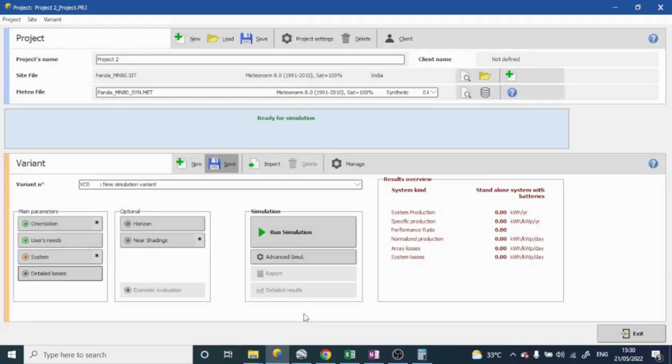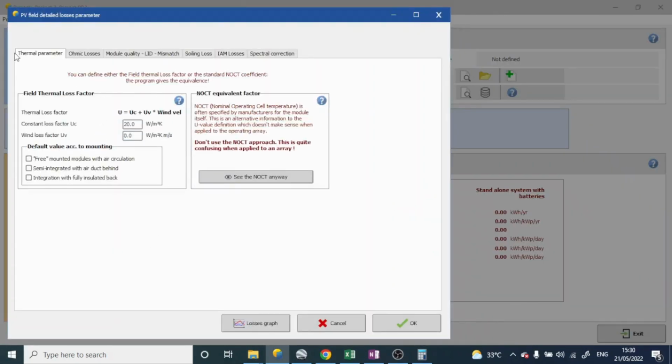Now after selecting the orientation parameter, user need and the system definition, we can go for the detail losses parameter. If we have to change any kind of parameter in the detail losses, we can change it over here. So the first loss is the thermal parameter. Due to the increase in the temperature, whatever the thermal loss factor will be there, we can just enter over here. By default, it is 20.0 watt per meter square Kelvin that has been written over here. That is a constant loss factor UC.